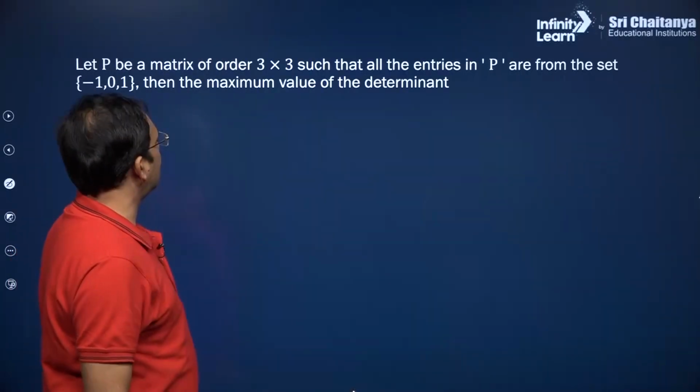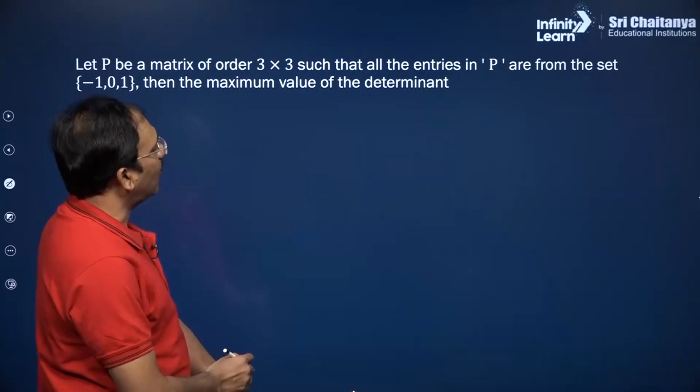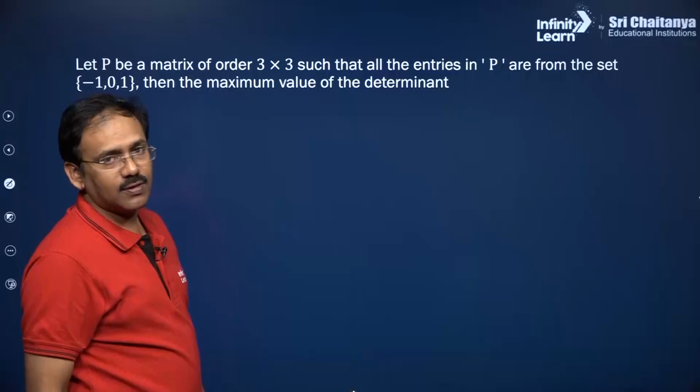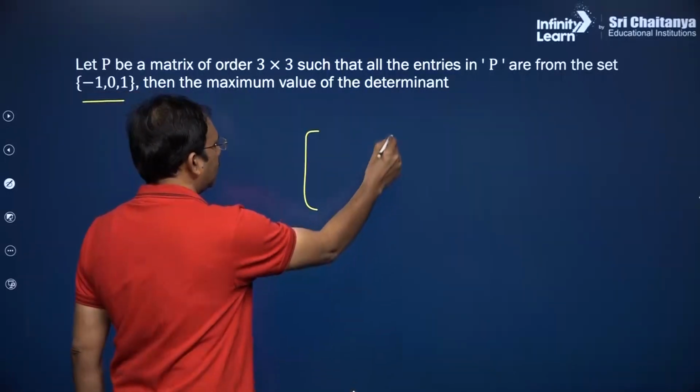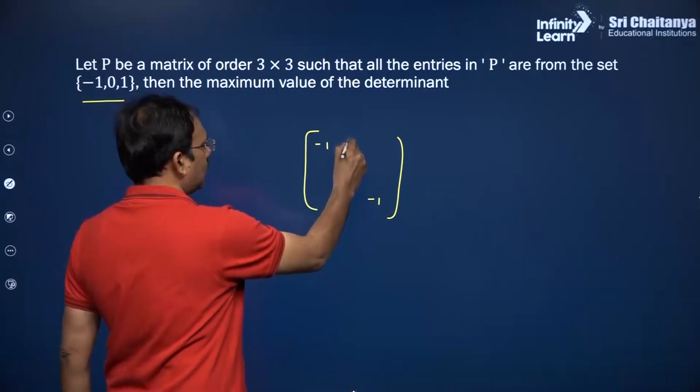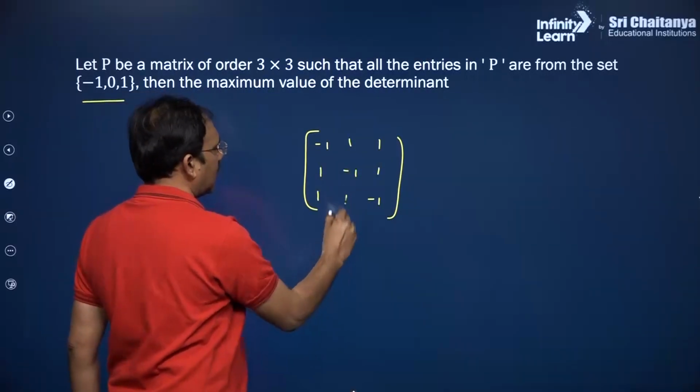Then P is a matrix of order 3 by 3 such that all the entries of P must be from minus 1, 0, 1. Then find the maximum value of the determinant. If you want the maximum value, at the principal diagonal you put the least value and you take the highest value in the other places.